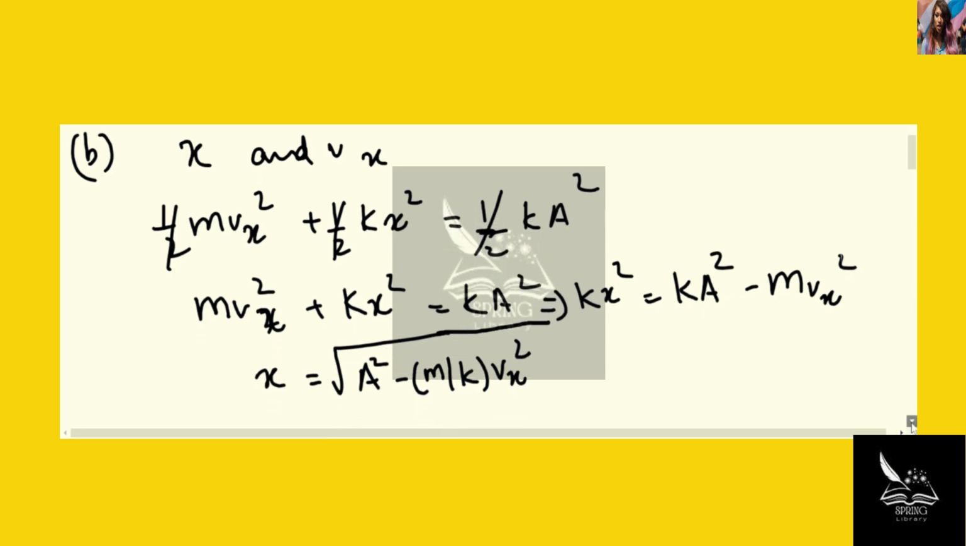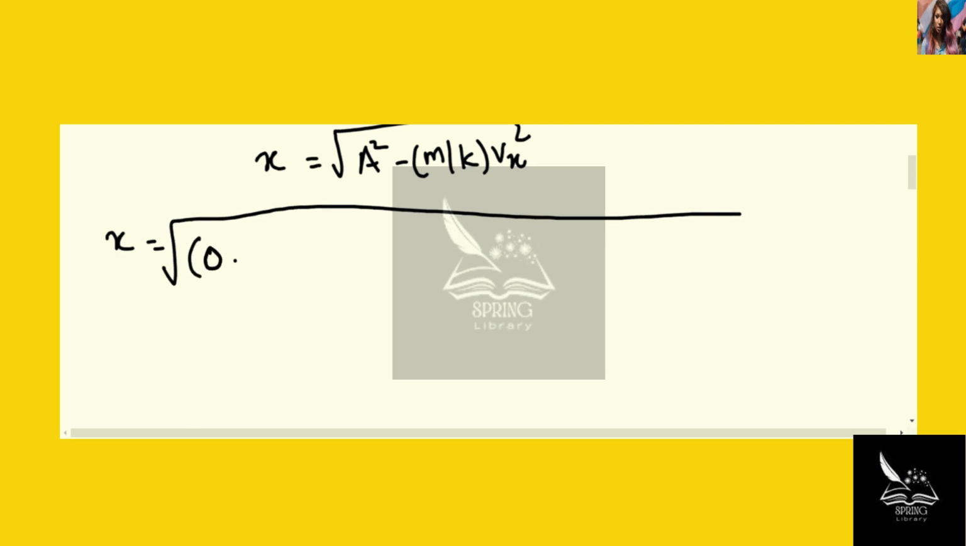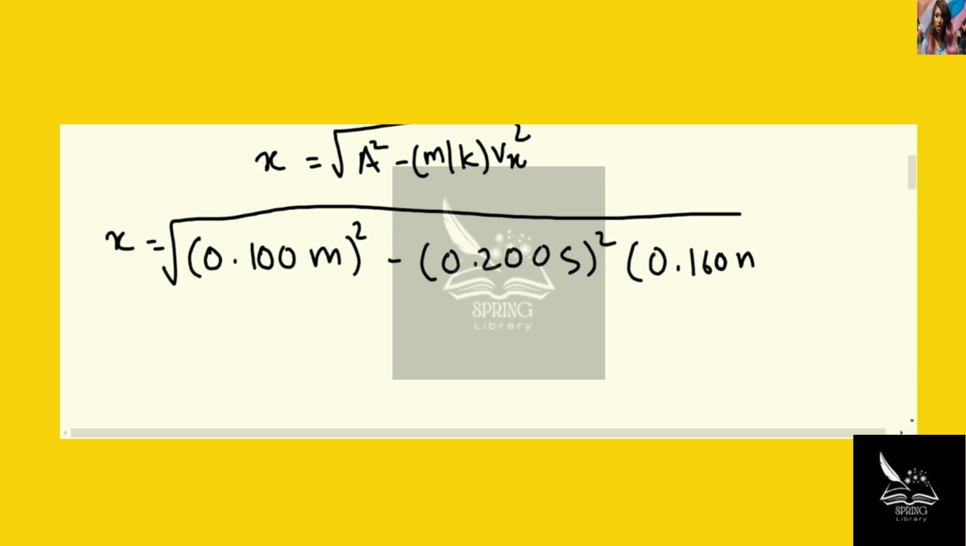Now we have to put the values for that. So x equals √((0.100 m)² − (0.200 s)² × (0.160 m/s)²). When we calculate, we get the answer 0.0947 meter approximately.